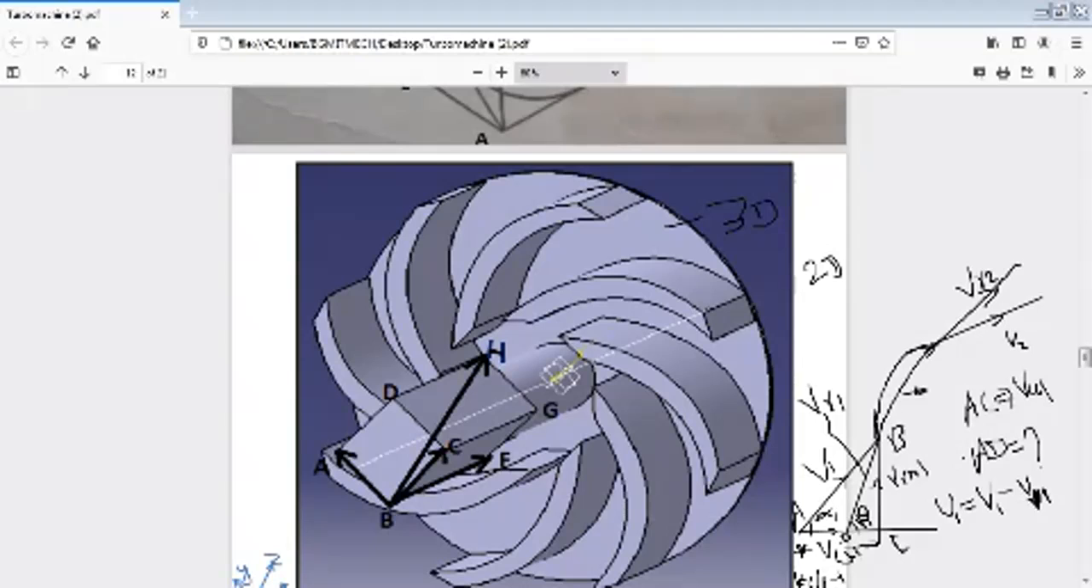Similarly, at the outlet side also it will have two components, that is VM2 and VU2. See, VM1 here is the radial velocity component at the inlet side. Similarly, VM2 is the radial velocity component at the outlet side. It is the radial velocity of the flow.